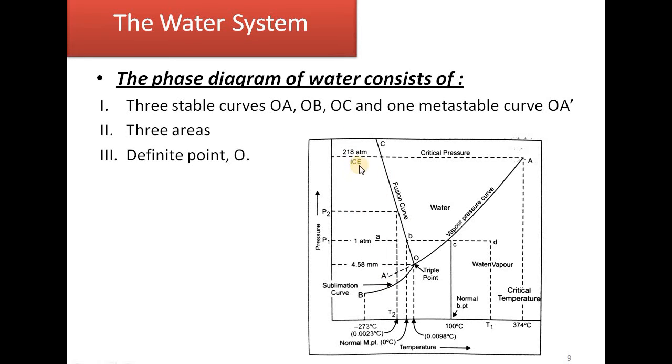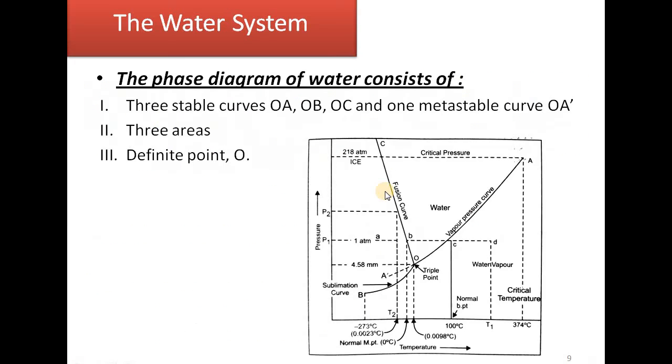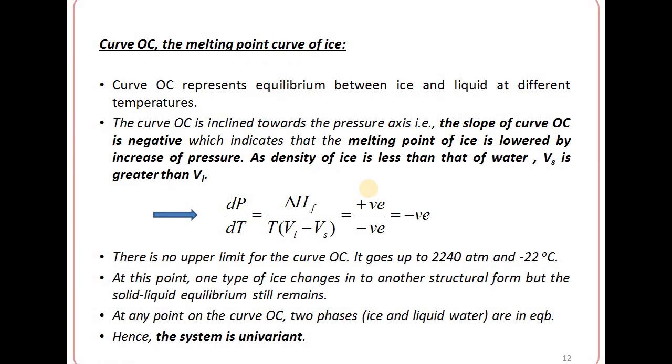Now one main important point regarding OC is that it is having a negative slope. As we can see from the figure, it is having a negative slope. It means the melting point of ice is decreasing with increase in pressure. We will discuss in detail. The curve OC is inclined towards the pressure axis. The slope of curve OC is negative, which indicates that the melting point of ice is lowered by increase of pressure.